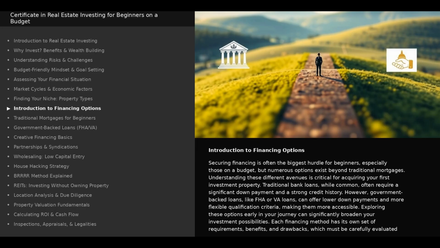Traditional bank loans, while common, often require a significant down payment and a strong credit history. However, government-backed loans, like FHA or VA loans, can offer lower down payments and more flexible qualification criteria, making them more accessible. Exploring these options early in your journey can significantly broaden your investment possibilities. Each financing method has its own set of requirements, benefits, and drawbacks, which must be carefully evaluated against your financial situation and investment goals.